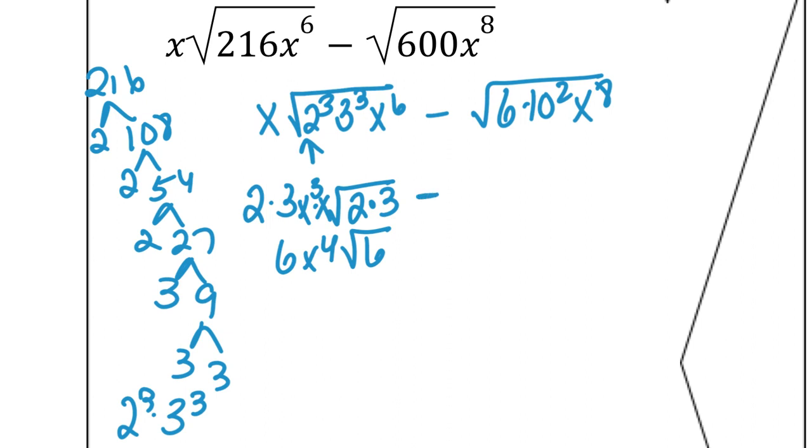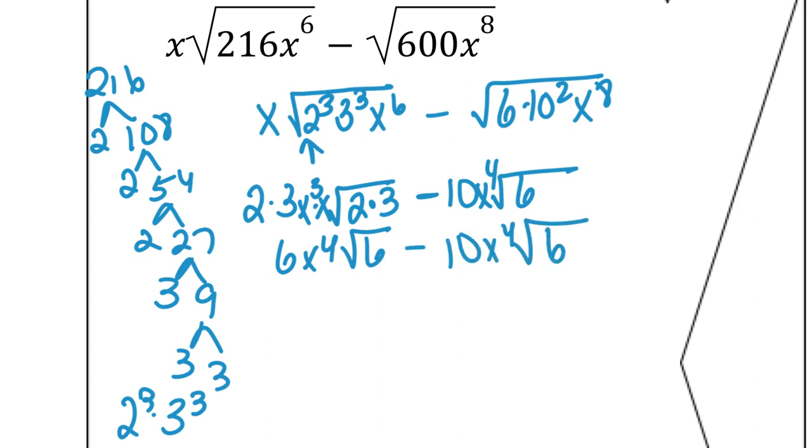Then we have, the 6 is going to stay inside. 10 squared, 2 divided by 2 is 1, remainder 0. So a 10 comes out. 8 divided by 2 is 4, remainder 0. So we have minus 10x to the 4th square root of 6. These are like terms because x to the 4th square root of 6, x to the 4th square root of 6. So we get negative 4x to the 4th square root of 6.